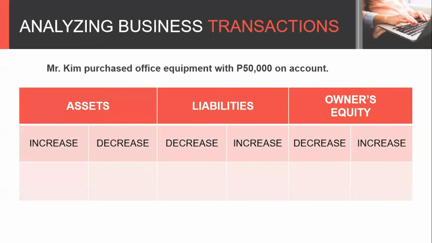Since the business gained some office equipment, this means that the assets will increase. And since the business incurred a debt in purchasing the equipment, this means that the liabilities will also increase. That's it for this second example.